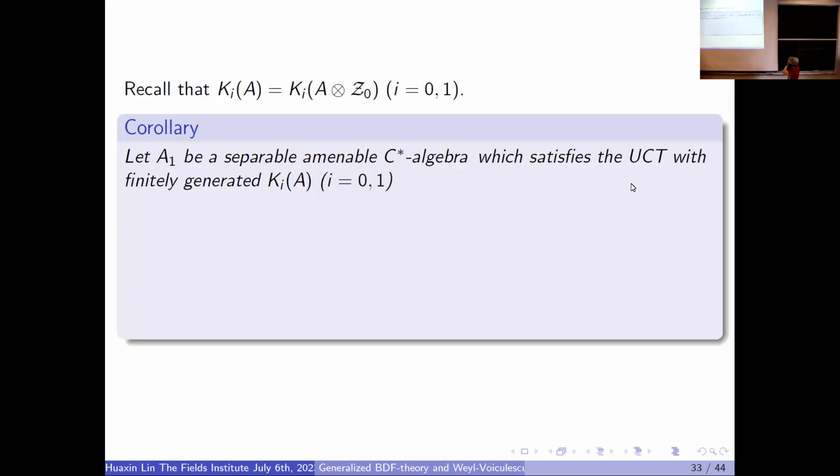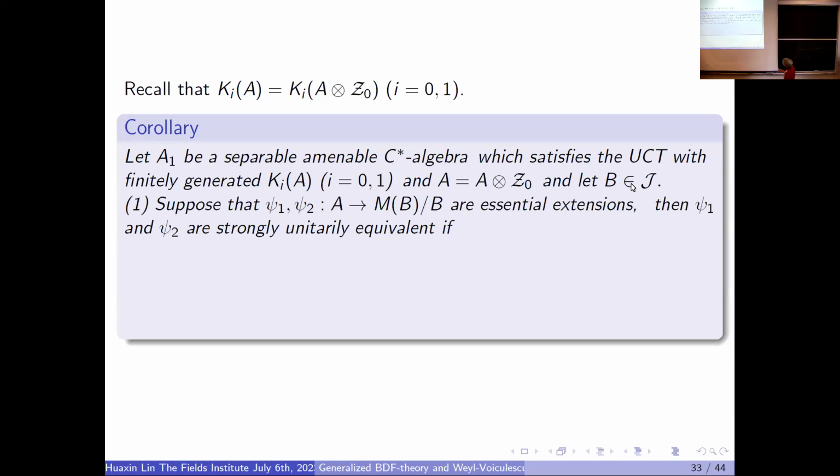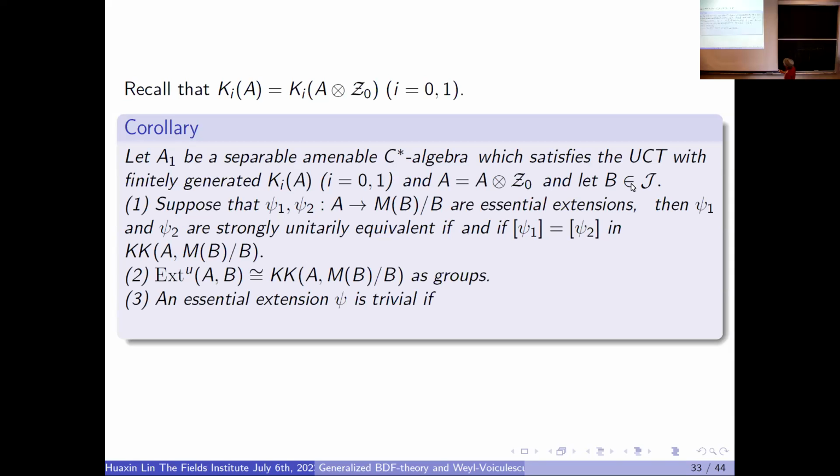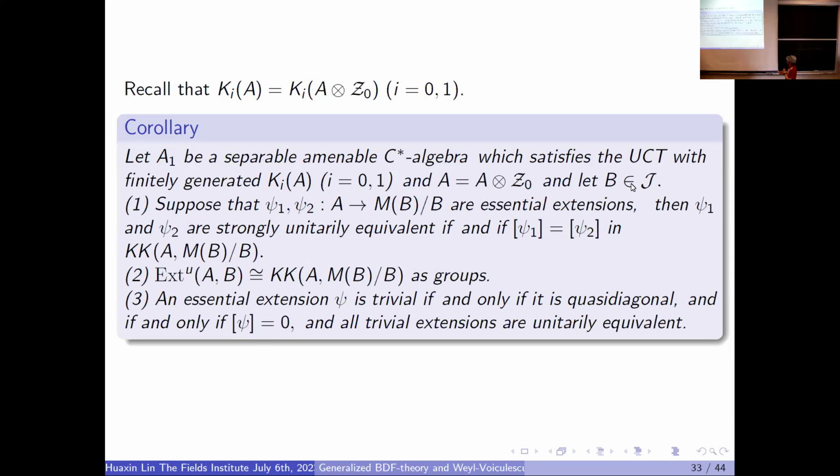Now, if you tensor with Z0, then you can change the K theory as a group. And for any simple C-star algebra, you tensor with Z0, then you come to the class that I was talking about. And so in that case, we can have a slightly better statement that these can be described as expected. Okay.